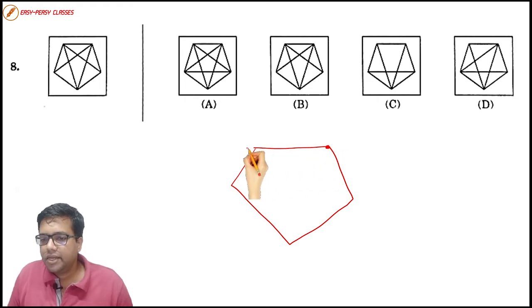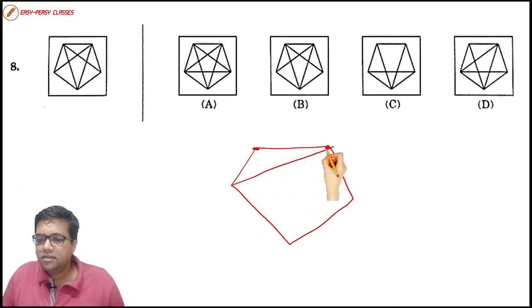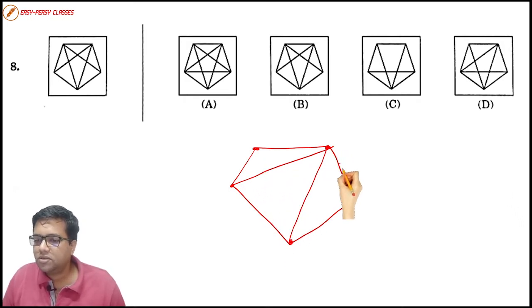This corner is joined with this corner already. This corner is joined with this corner now with a line. This corner is joined with this corner. This corner is already joined with this corner with this line.